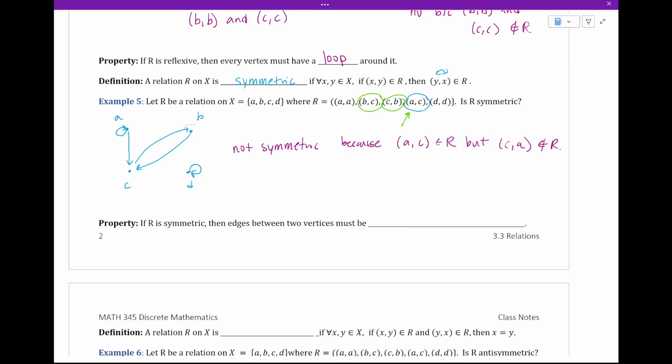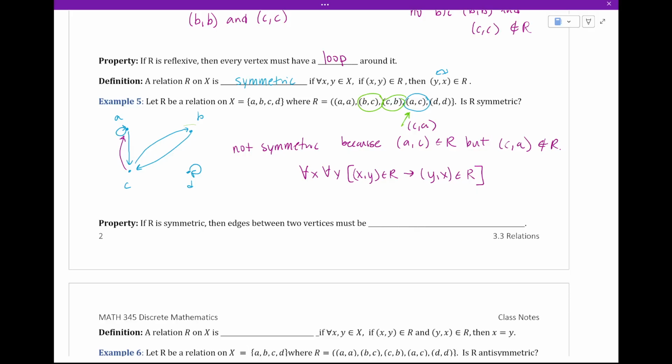So what we would need to see, in logic notation, if you remember from chapter 1: for all x and all y, if (x,y) is in R, that implies that (y,x) is in R. So we are not seeing that here. We were able to find a counterexample. AC is in R, but CA is not in R. If we wanted to make this one symmetric, we would add CA, and then it would become symmetric.